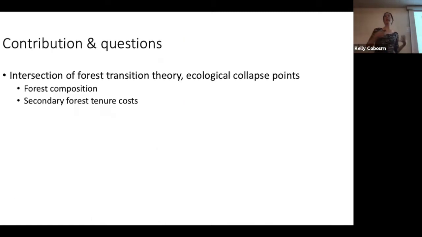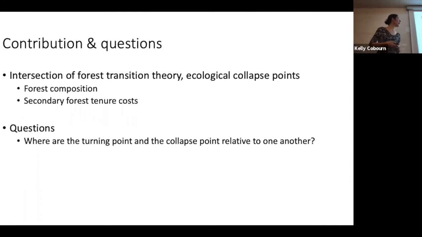So what we'll be doing in this paper is combining these two areas of the economic literature. So we're really working at the intersection of forest transition theory with the work that's been done on ecological collapse points. We'll incorporate into our model concerns about forest composition, so this transition between primary and secondary forests, and then also the potential for tenure costs to arise in secondary forest systems.